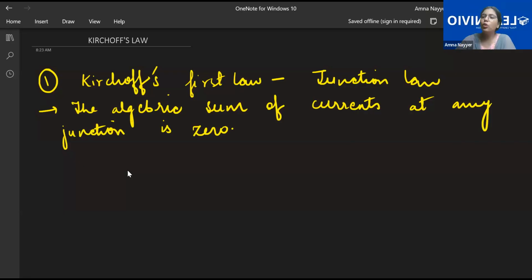Now, there are two laws here in Kirchhoff's law. First law is about the current. This says that at a junction, meaning when the wires are crossing each other, like the branching of a wire, which we say is the junction, whatever current is entering will exactly be equal to the amount of current leaving the junction.